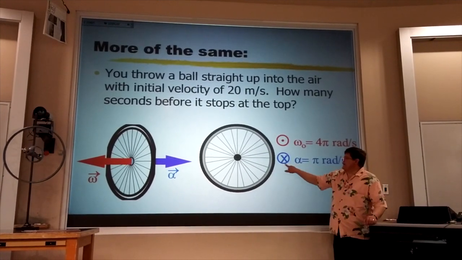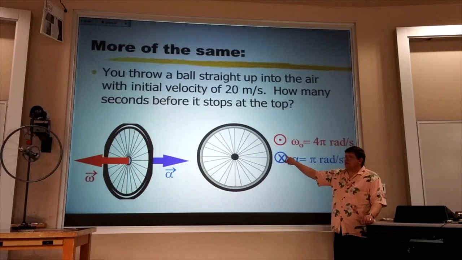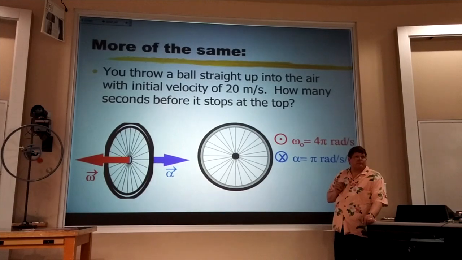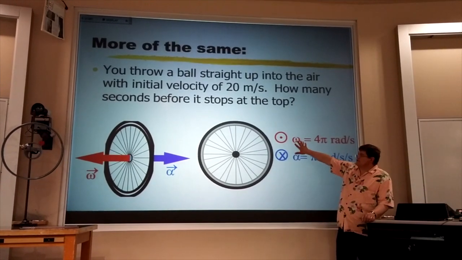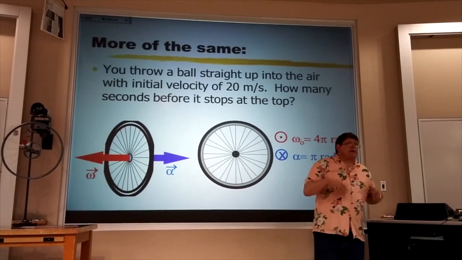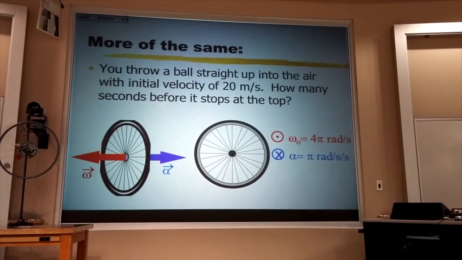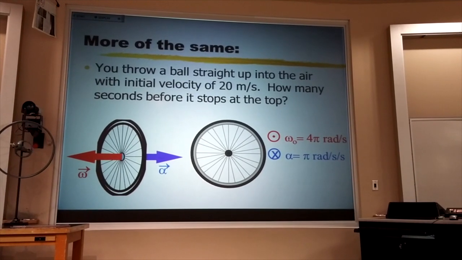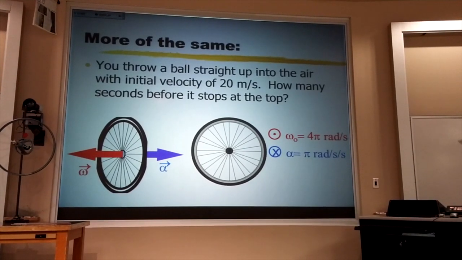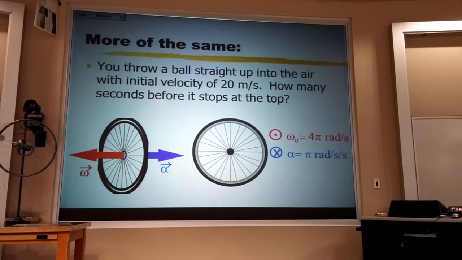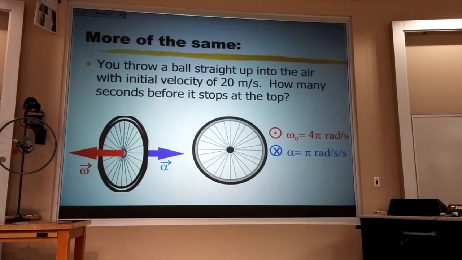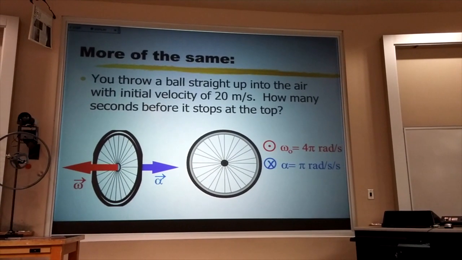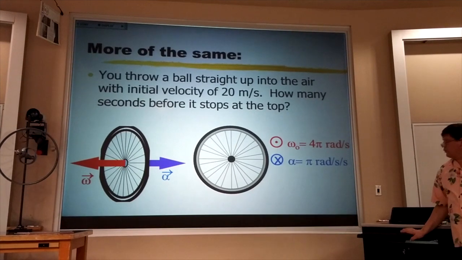This vector is going into the page, away from you, and you see the feathers at the tail end of the arrow going away from you. Now suppose I told you that this wheel started with an omega of 4 pi radians per second. Just as an aside, how many times is that going around each second? Twice, okay? If it has an alpha in the opposite direction, it's slowing down. If that alpha has a magnitude of pi radians per second every second, how many seconds before this wheel stops?